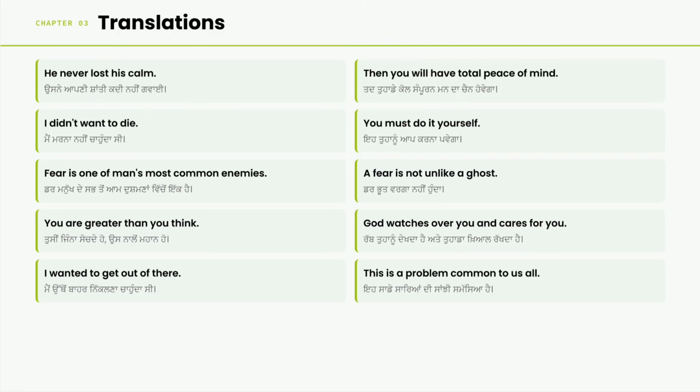Sentence 8. A fear is not unlike a ghost. Translation. Sentence 9. God watches over you and cares for you. Translation. Sentence 10. This is a problem common to us all. Translation.